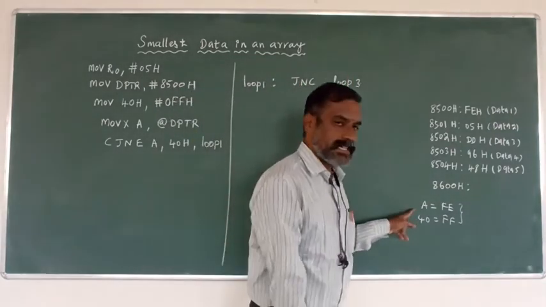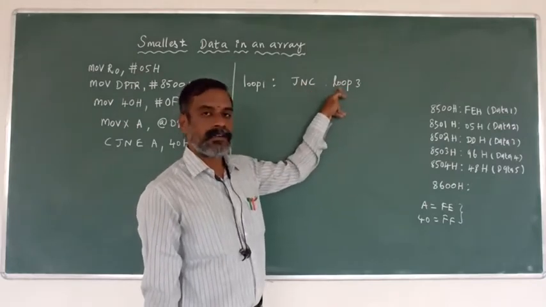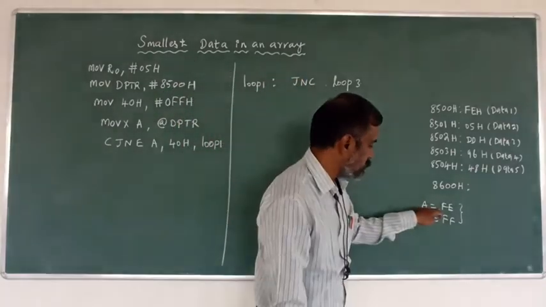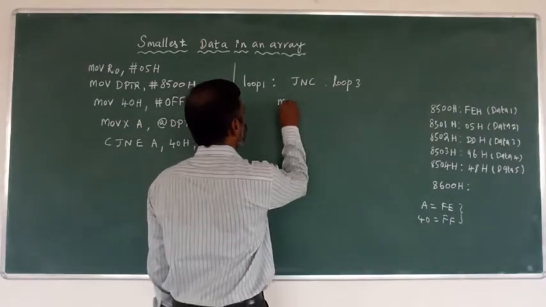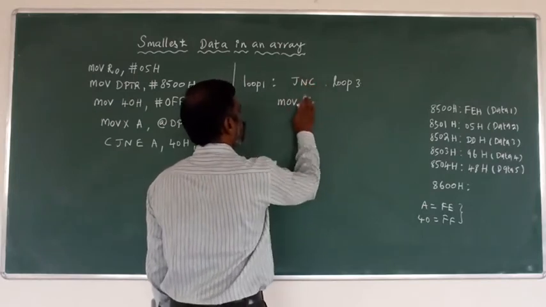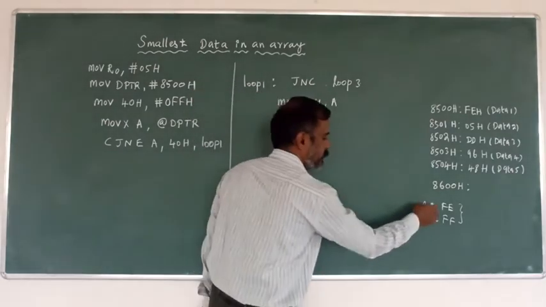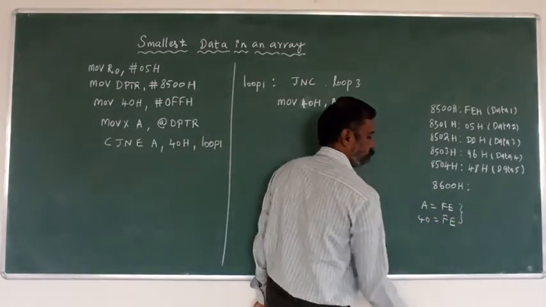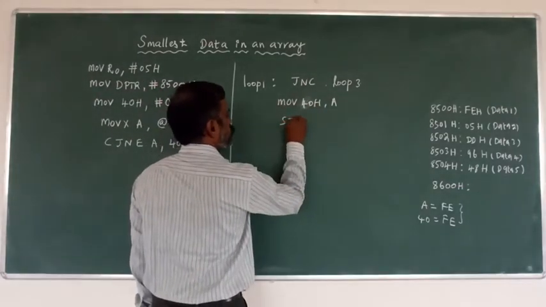Now for this case the carry flag is set, so the condition is not satisfied. So execute the next instruction. Next instruction means the accumulator data is moved to the given internal memory address. For that we can use MOV 40H, A. A data is moved to 40H. Now 40H holds the FE data. After this one use a short jump.